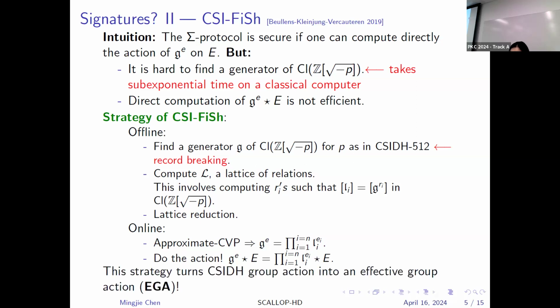So this strategy turns the CSIDH group action into an effective group action, an EGA for short, but it does not scale. Because as we can see already in the first step of the offline stage, this is a record-breaking computation, and we have no way to push this further. So in the following two slides, I will motivate why we care about EGAs and why we care about the scalability of this strategy.